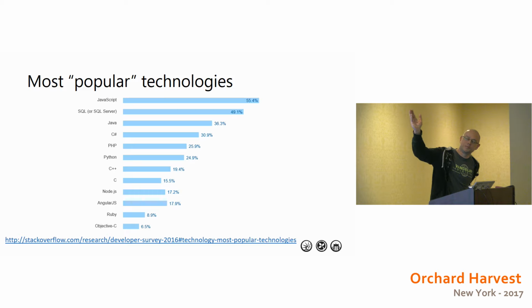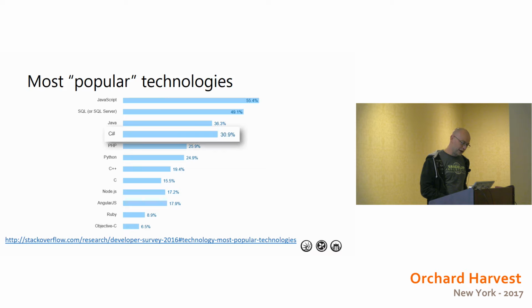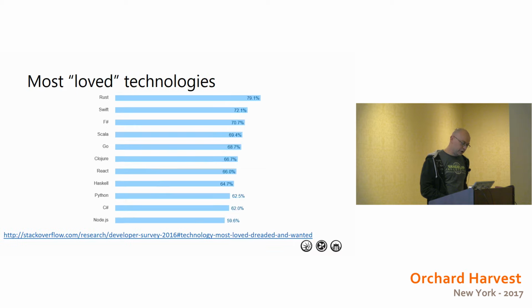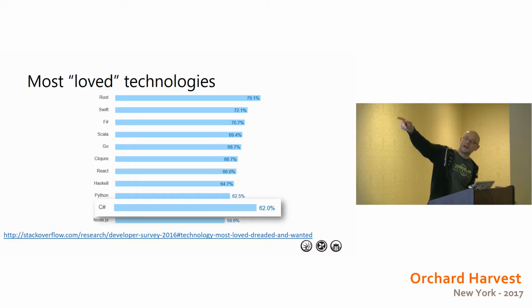Well, it depends what you mean by popular. This is from Stack Overflow. It's mostly what people use more than what people like. If you want to look at what people like, well, yeah, C# is not doing bad either. But you have some young guys such as Rust and Swift and the hipster language F# there, and Go and stuff like that. But C# is doing well for a 15-year-old language.